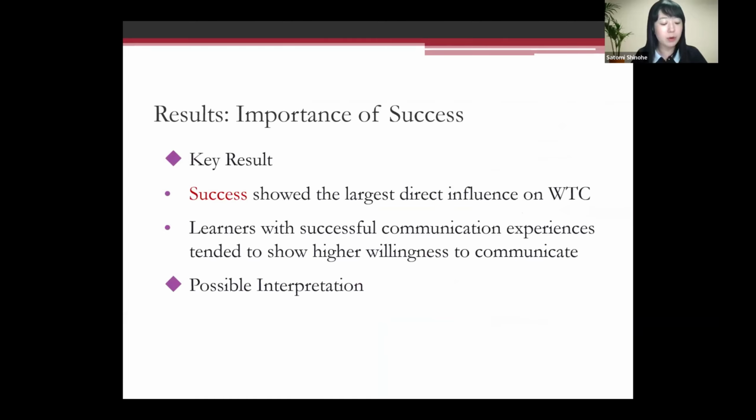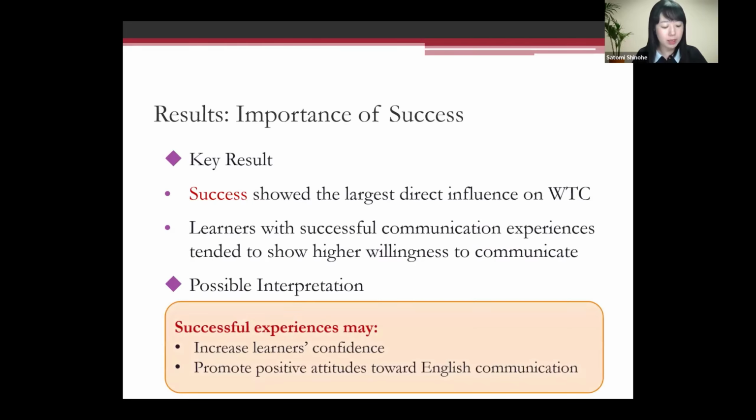So one particularly important finding concerns the role of successful communication experiences. Success showed the largest direct influence on WTC. In other words, learners who had experienced successful communication in English were more willing to communicate in the future. One possible explanation is that successful experiences increase learners' confidence and also promote positive attitudes towards using English. As a result, learners become more willing to engage in communication opportunities.